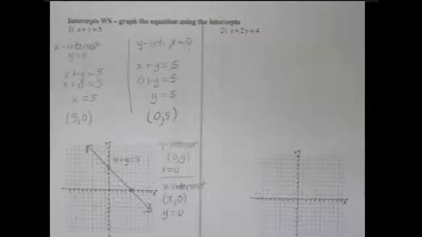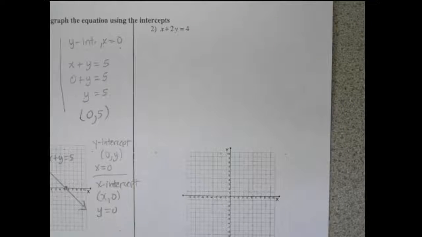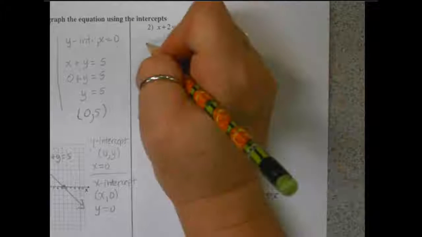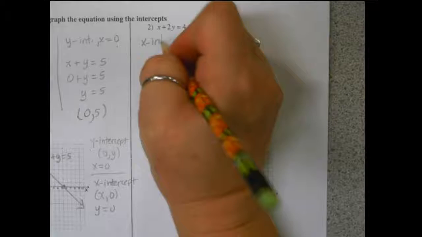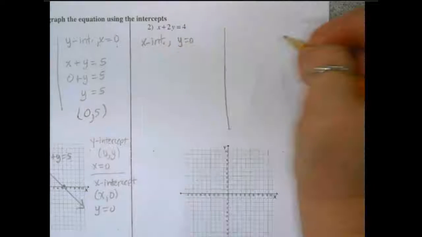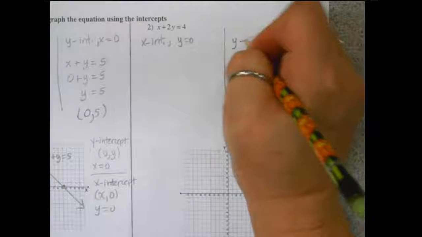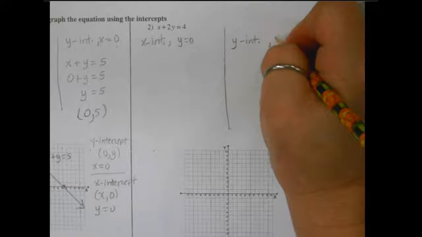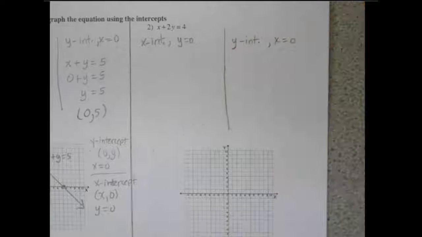As an example again. So I'll just slide this on over. I'm going to divide my workspace. This side is going to be the x-intercept when y is equal to 0. This one will be my y-intercept when x is equal to 0.